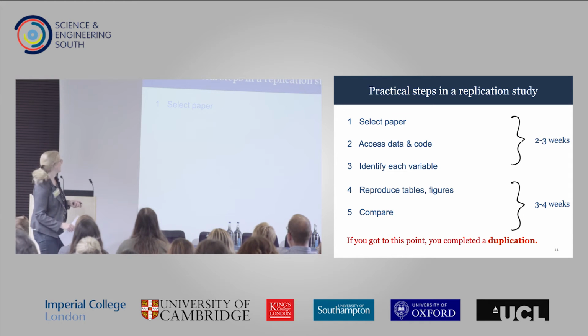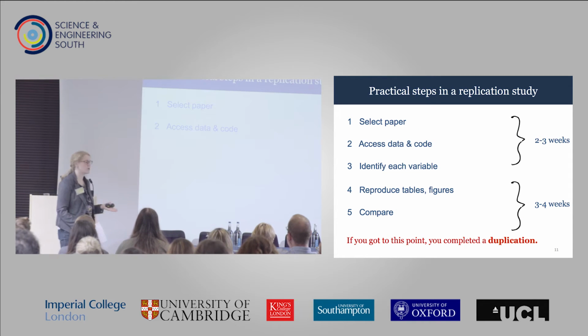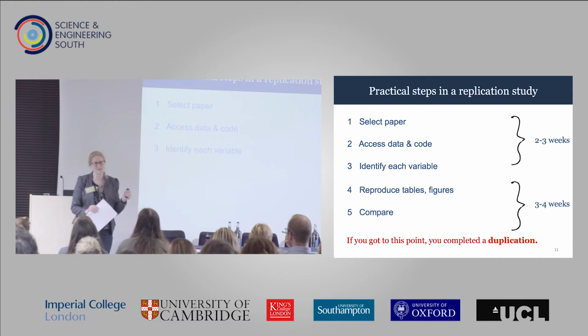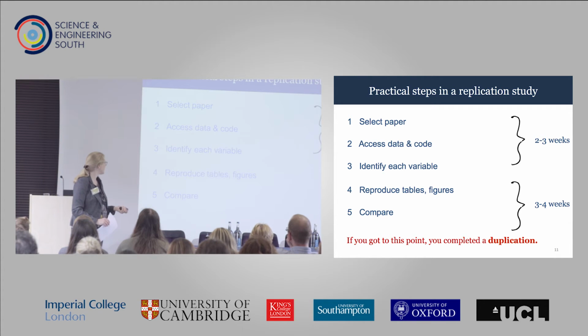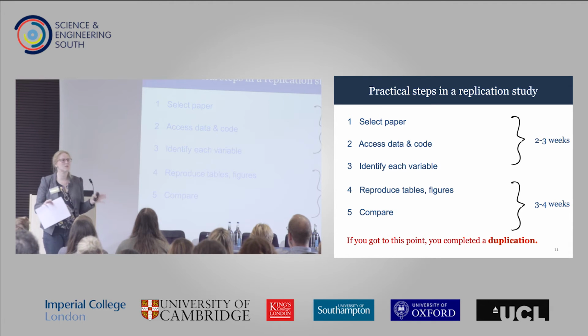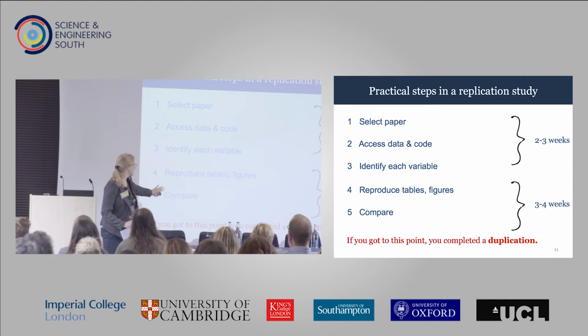So, practical steps. I think that's pretty obvious. You pick a paper, you try and get the data and code. Sometimes we have to recollect the data from, I don't know, the World Bank or any kind of official sources. You have to identify each variable, and it sounds really banal, but when you read the cryptic coding, you often don't exactly know what was what. You reproduce the tables and the figures, and then you compare in detail what you could reproduce and what didn't work out. This can take weeks, depending on, it's not always down to the student's skills, but also just down to how well the paper was written. And if you've done this, this is a duplication.